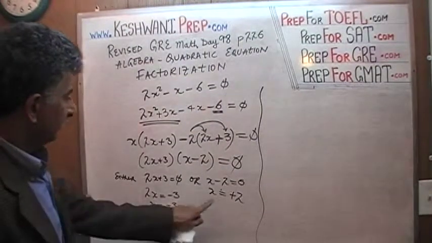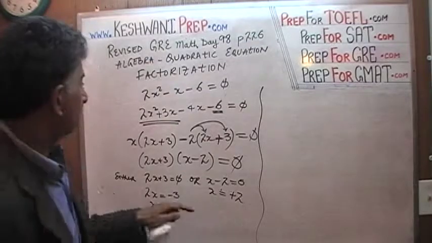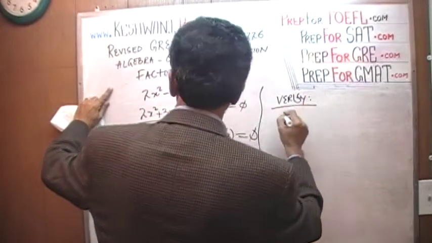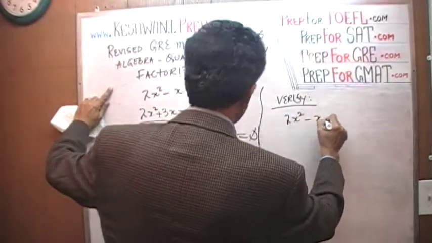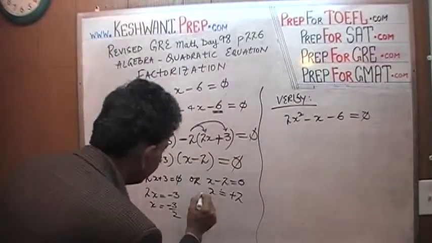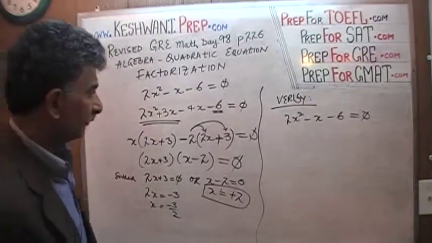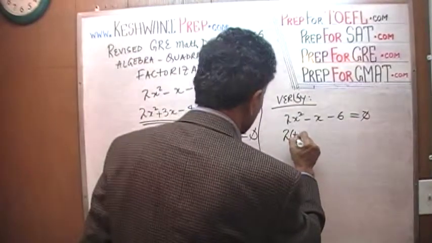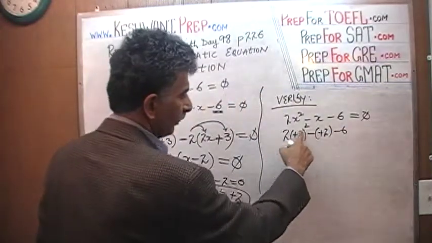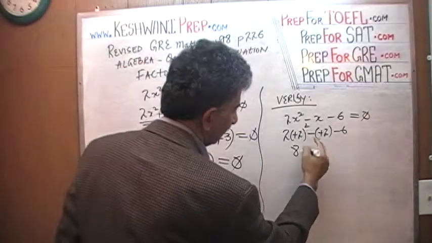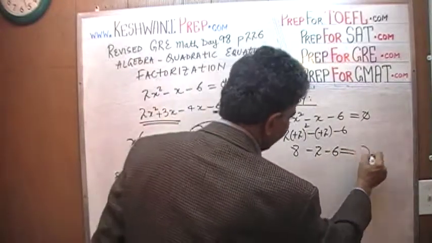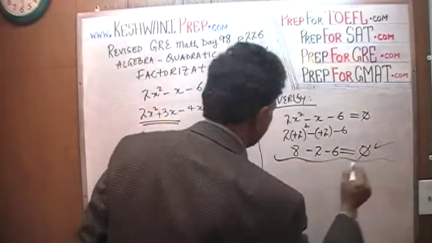x equals negative 3 halves or x equals positive 2. Let's put it in here. Verify it. 2x squared minus x minus 6 equals 0. Let's first verify this root, see if it works. x equals positive 2. 2 times 2 squared is 2 times 4, which is 8, and negative times positive 2 is negative 2, and negative 6. 8 minus 2 minus 6 does in fact equal 0. That works. That checks out.